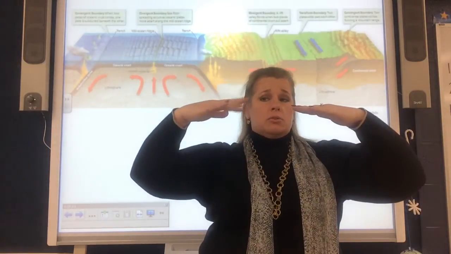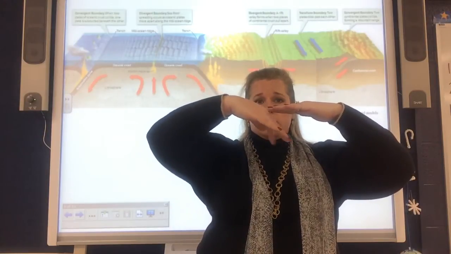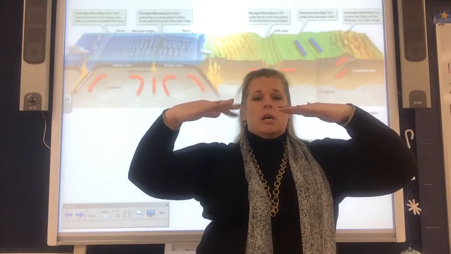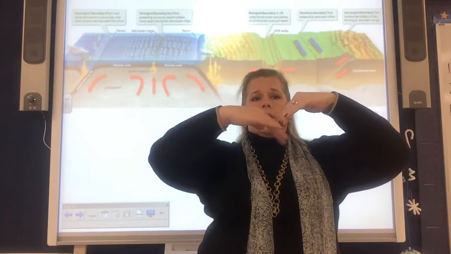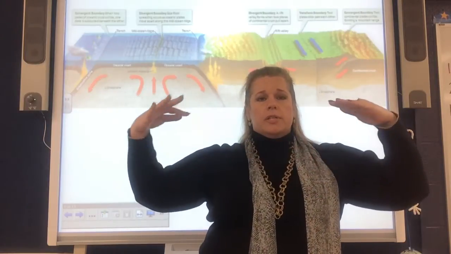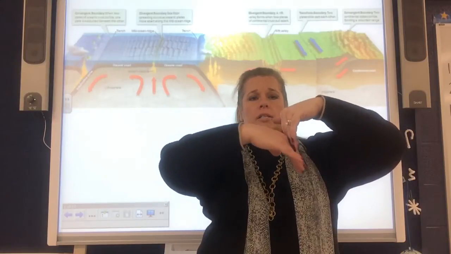You could switch hands too. Still they're converging, denser oceanic crust subducts. Now you could get even more specific and change up what you're doing to the continental crust to show how it's being pulled down. So that's a convergent boundary between oceanic crust and continental crust.